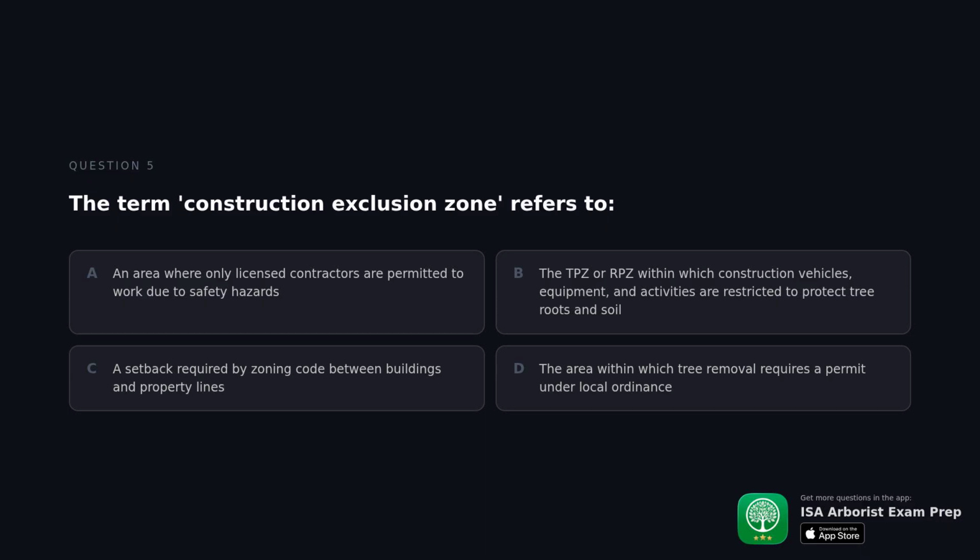The term construction exclusion zone refers to: A. An area where only licensed contractors are permitted to work due to safety hazards. B. The TPZ or RPZ within which construction vehicles, equipment, and activities are restricted to protect tree roots and soil. C. A setback required by zoning code between buildings and property lines. D. The area within which tree removal requires a permit under local ordinance.